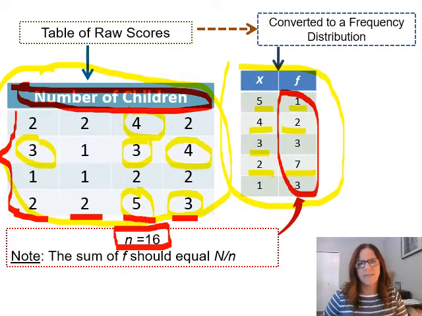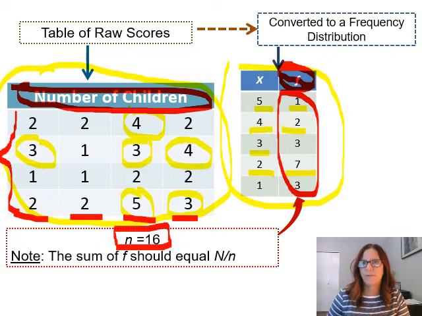Now when I say the sum of F, which is the frequency, remember F, there's an F there, should equal either capital N or lowercase n. Capital N is just the number of scores for a population. A lowercase n is the number of scores for a sample. It's a notation for distinguishing between sample or population. So it's really important to be using the correct one.